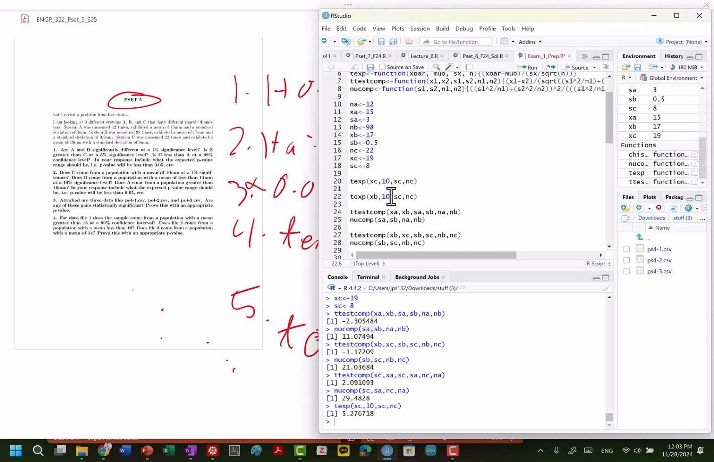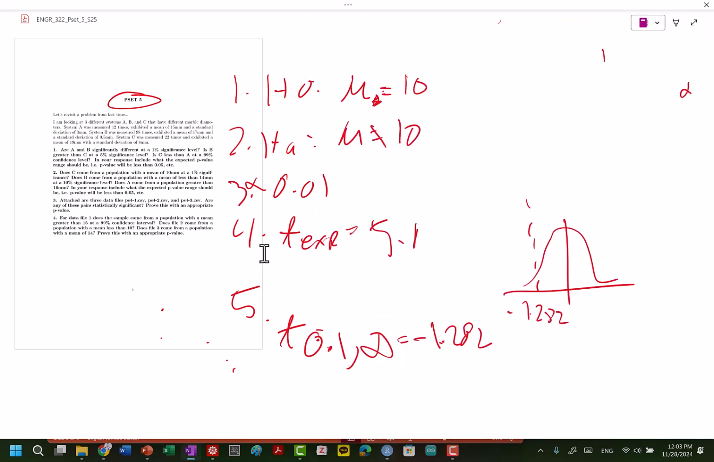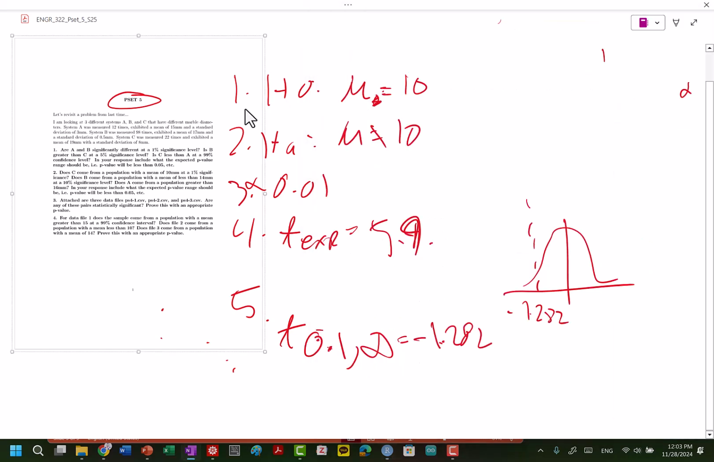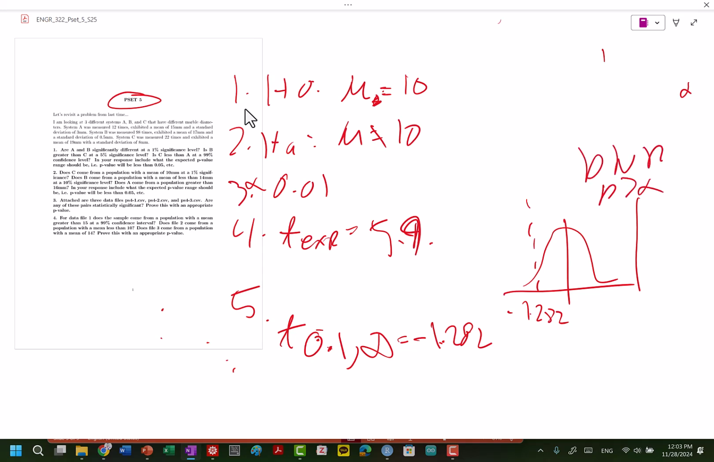So our mu naught is 14. S of B, N of B, we got it. So that is going to be 59. So 59 positive. Let's just double check that number. Does that make sense? X of B is 17. Yeah, that's going to be a big difference. So that's way, way, way over here. So do not reject. P is greater than alpha here.